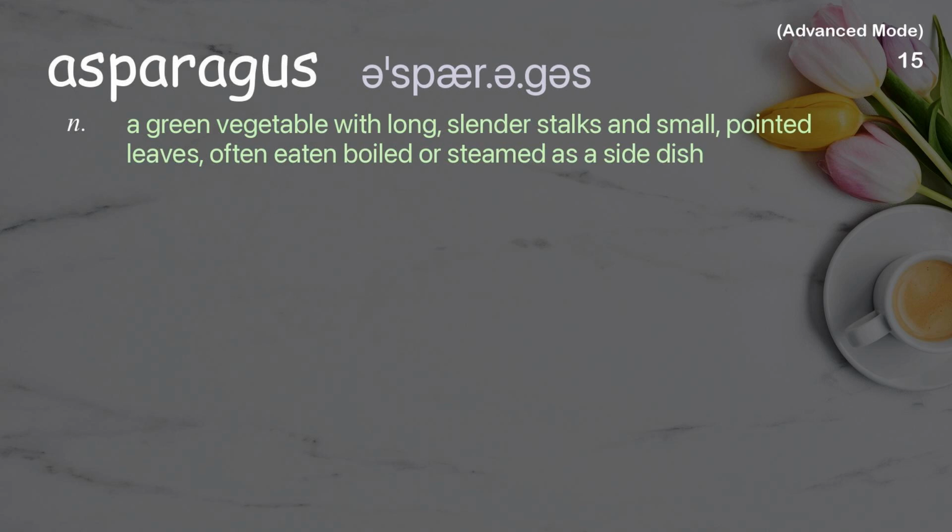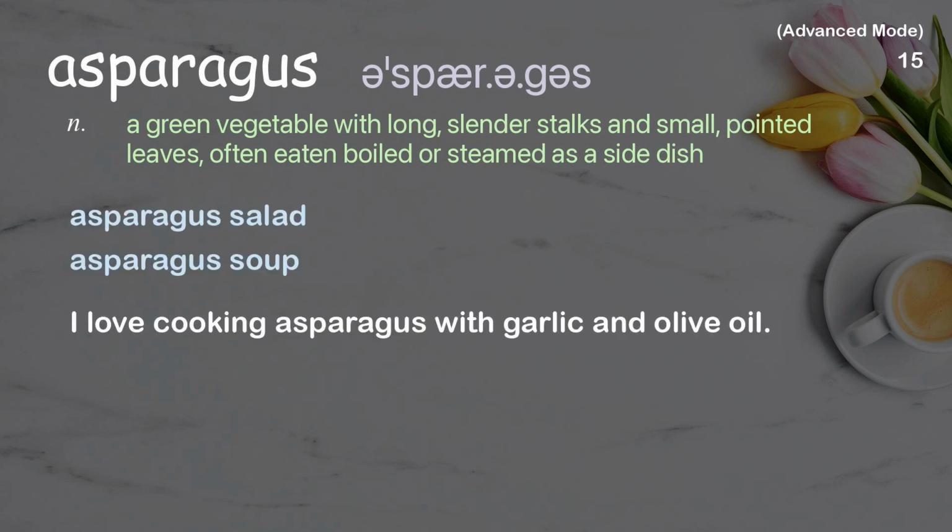Asparagus. A green vegetable with long, slender stalks and small, pointed leaves, often eaten boiled or steamed as a side dish. Examples: Asparagus salad. Asparagus soup. I love cooking asparagus with garlic and olive oil.